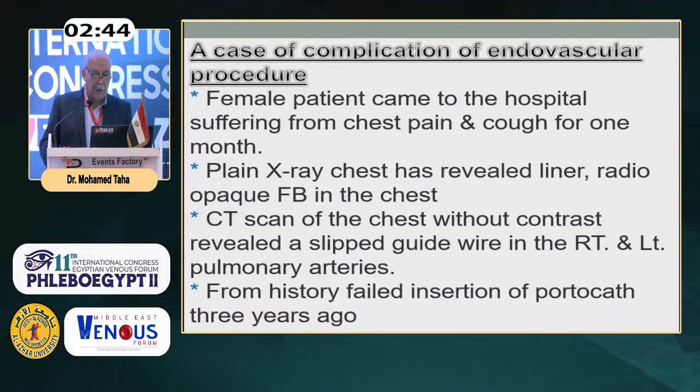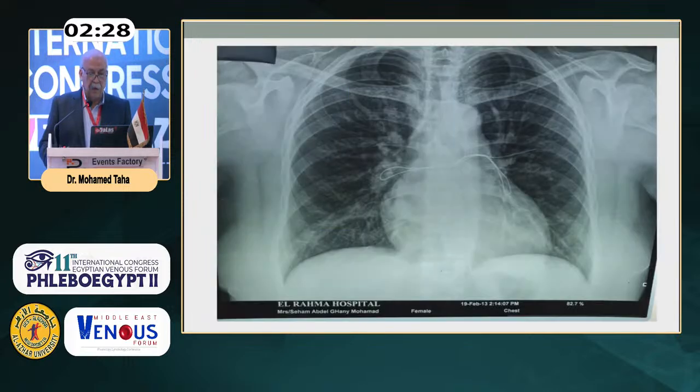CT scan of the chest without contrast revealed a slipped guide wire in the right and the left pulmonary arteries. From the patient's history, there was a failed insertion of a port-a-cath 3 years ago. This is a plain X-ray chest PA view. A linear foreign body is seen in the center of the chest.